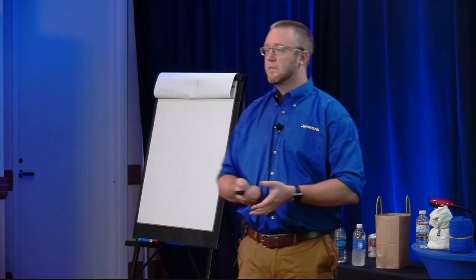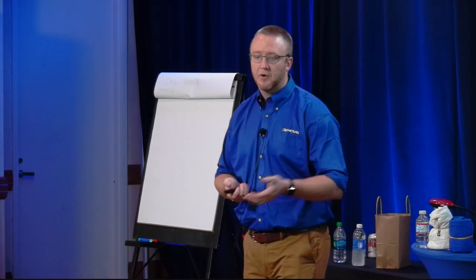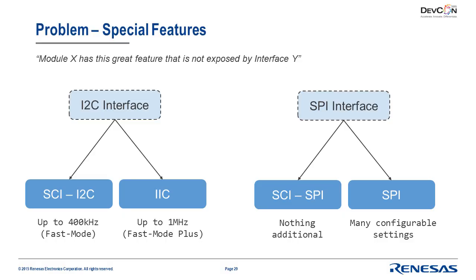One question you probably all have is, Module X has this great feature that is not exposed by interface Y. That's what I'm talking about. So let's talk about the I2C interface. On the SCI peripheral, it runs up to 400 kilohertz. It's fast mode. But our IIC peripheral goes up to 1 megahertz. It's fast mode plus. So how do we support both of those? Well, in this case, the I2C interface would have an enumeration for the mode, and it would have options for fast mode and fast mode plus.